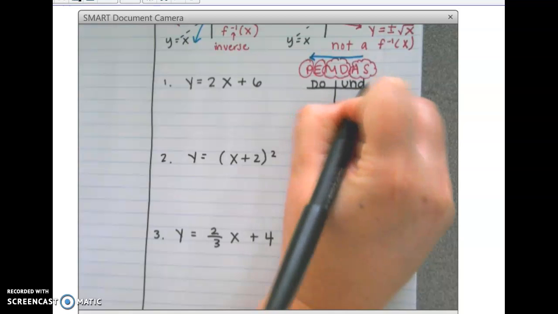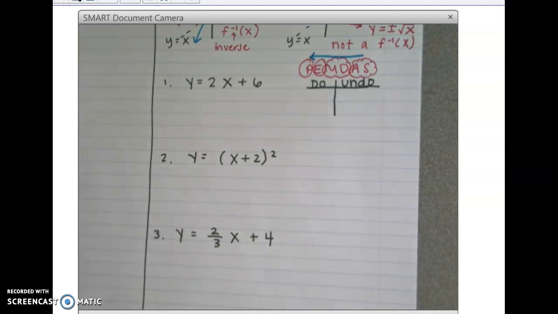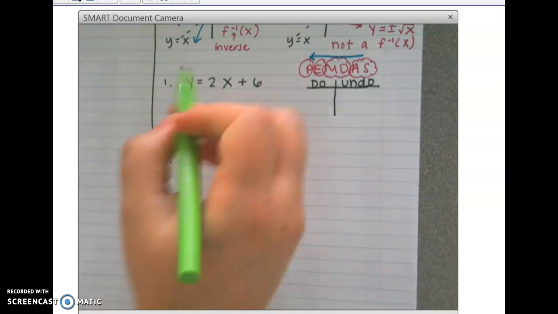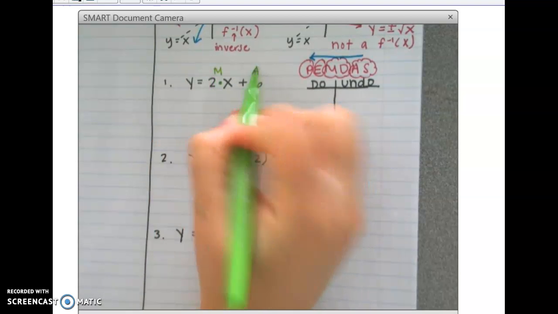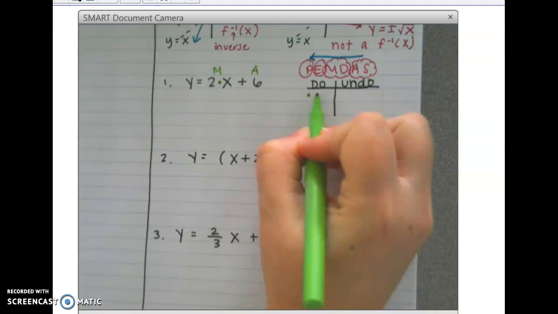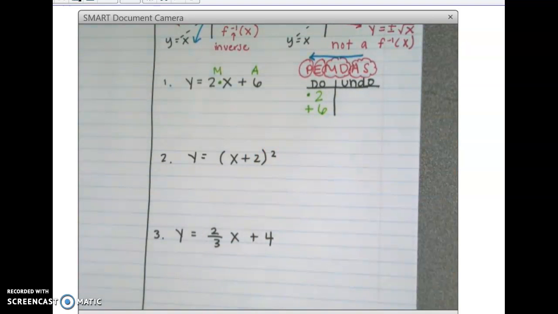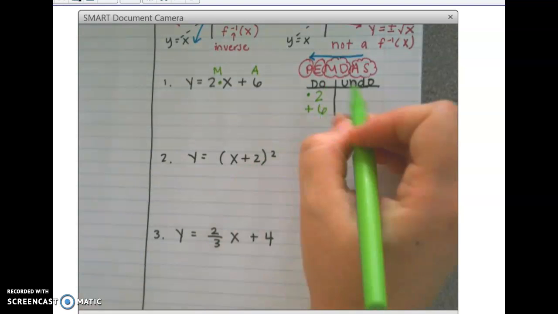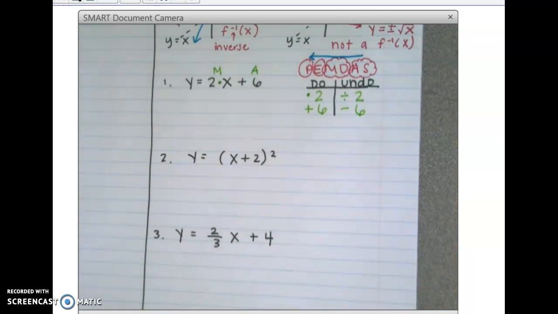So for a do-undo list, you have to identify all the operations that are happening to the x, in PEMDAS order. So I know that this means multiplication, and I can see here clearly that that means add 6. So in the correct order, I would do the multiplication first, and then I would add 6. So the opposites are: divide by 2 and subtract 6.